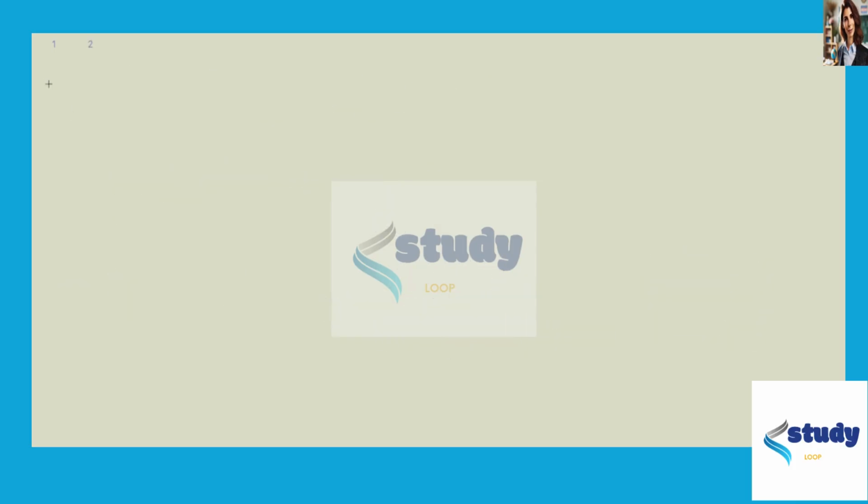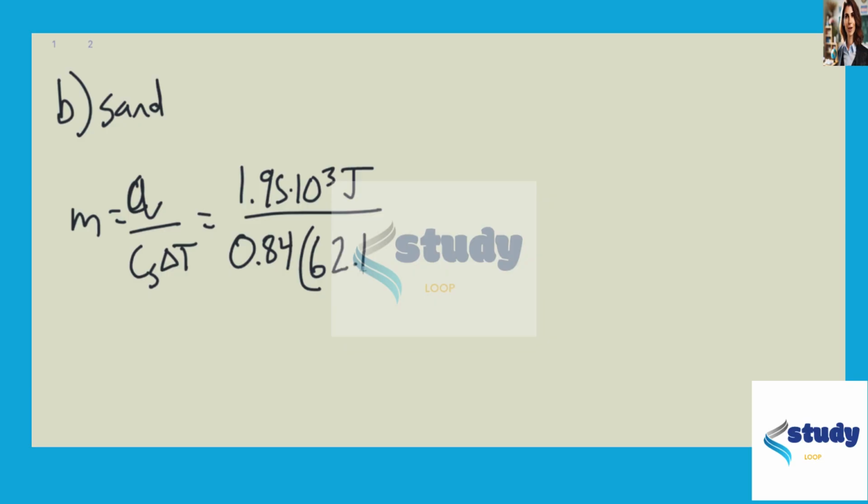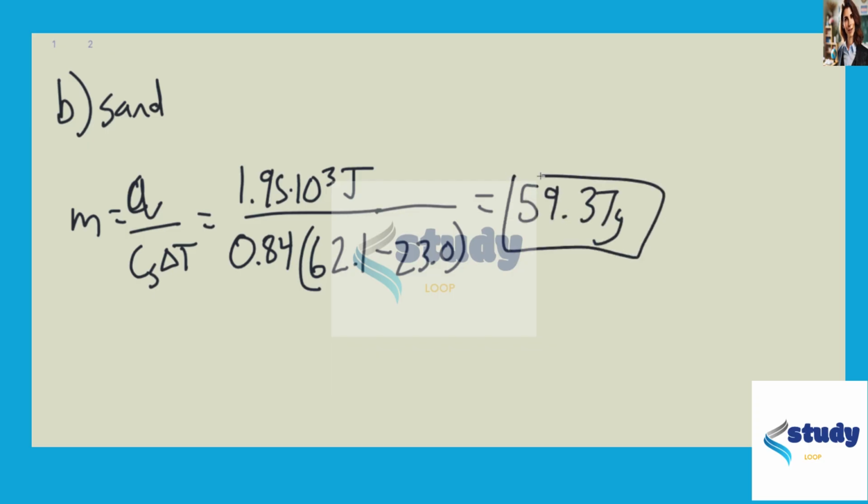Now I'll go to letter B, and this time we have sand. So again, we'll use our same equation, m equals Q over Cs delta T. In this case, our Q is the same, 1.95 times 10 to the third joules. We divide that by the Cs, specific heat, for sand, which is 0.84. And then our delta T is just going to be our final temperature, given as 62.1, minus our 23.0, which is our initial temperature. And when we solve for this, we get a mass of 59.37 grams.